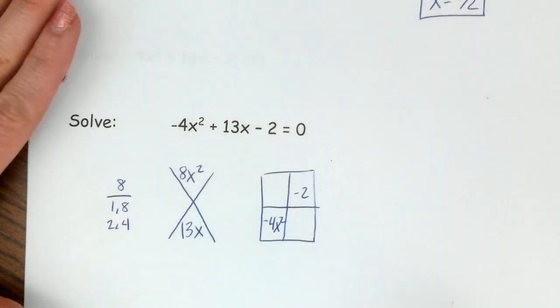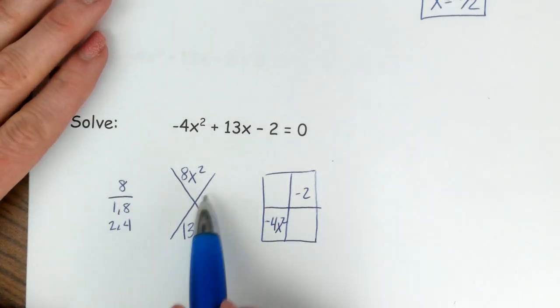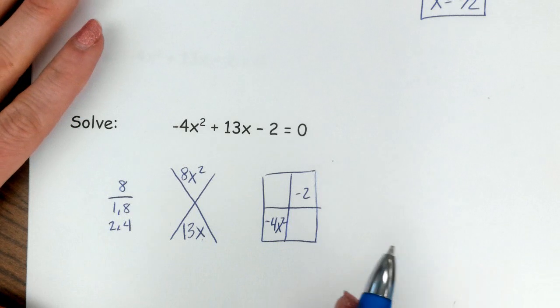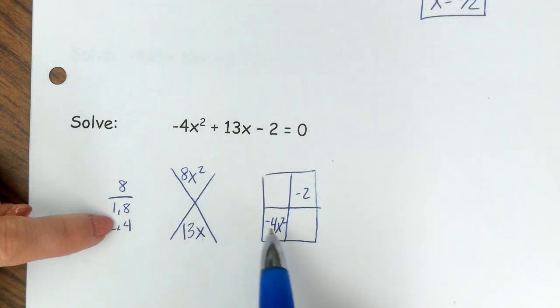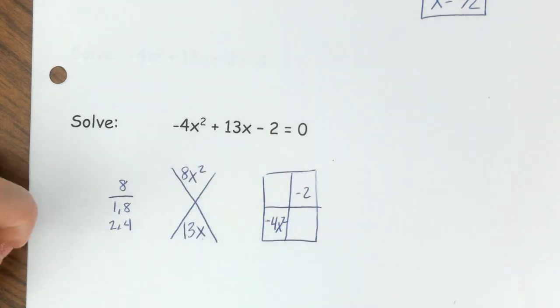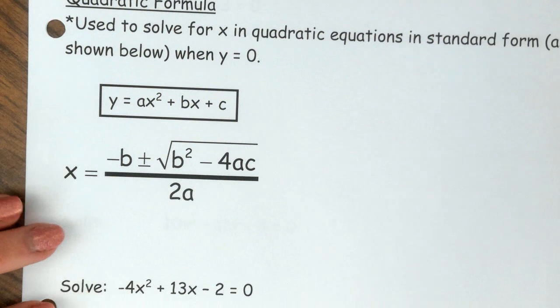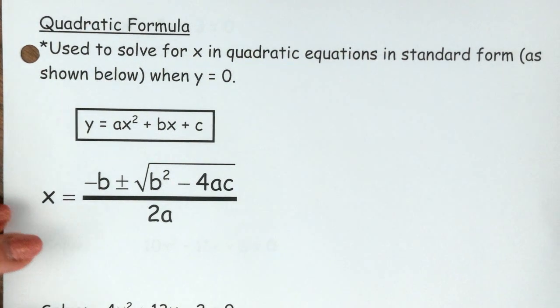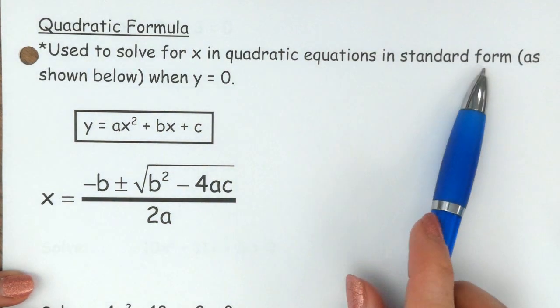So once you get here, you realize, oh wait, nothing multiplies to 8 that adds to 13. So there's nothing we can do, and this is the only way we know how to solve these until now. So if you remember, we have the quadratic formula. It's used to solve for x in quadratic equations in standard form.